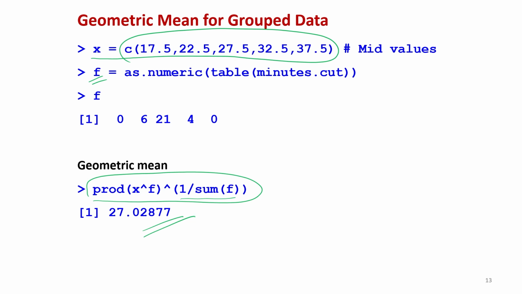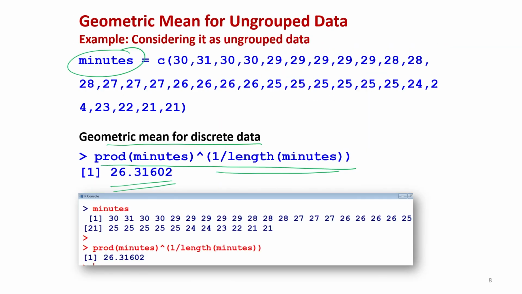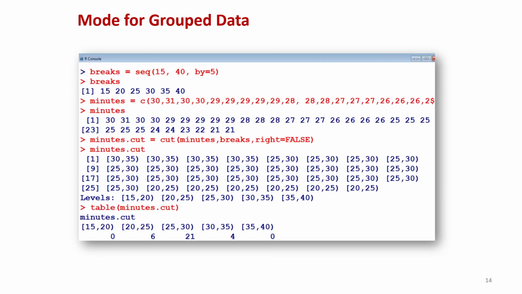One thing you can see here is that this value is coming out to be 27.02, and when you had considered this data as ungrouped data, this value was 26.31. So you can see both these values are pretty close to each other and they are not very much different actually, right? And this is the screenshot.